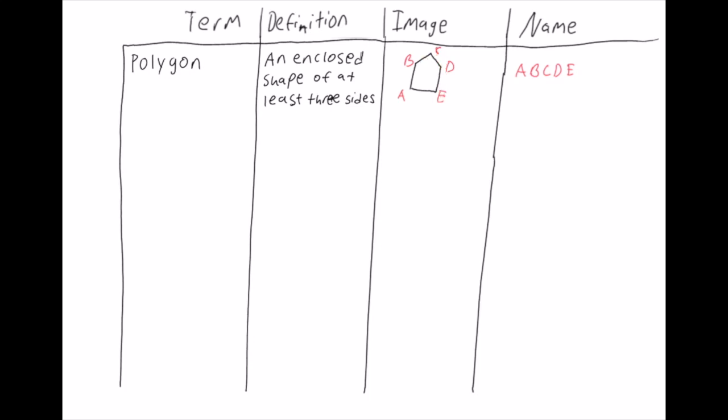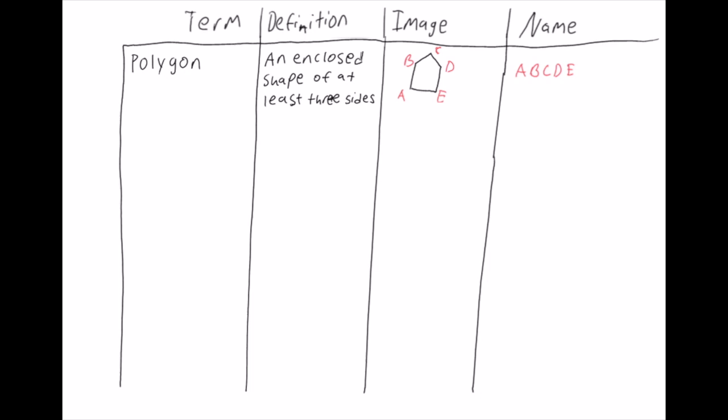Do make sure you go in clockwise order, though, because if you have B, C, D, E, A, that's also fine. However, if you say B, D, A, E, C, that's not in clockwise order, and that's not okay. It's got to be in clockwise order.